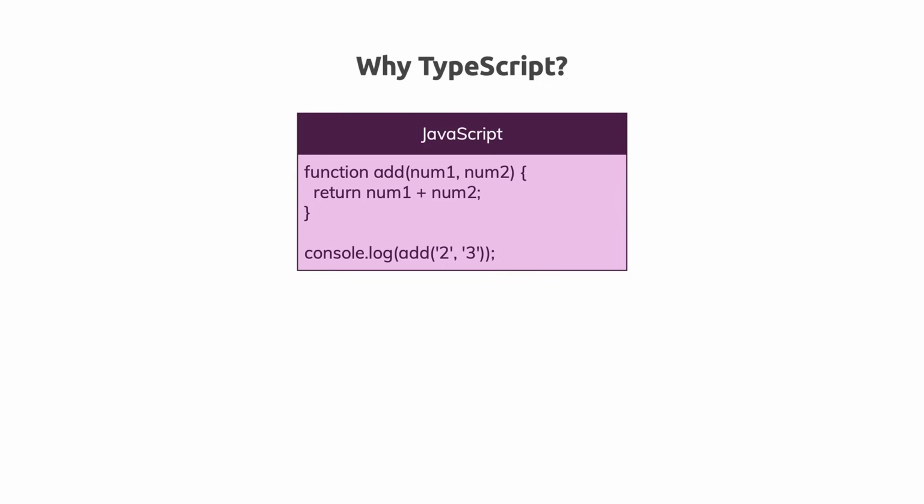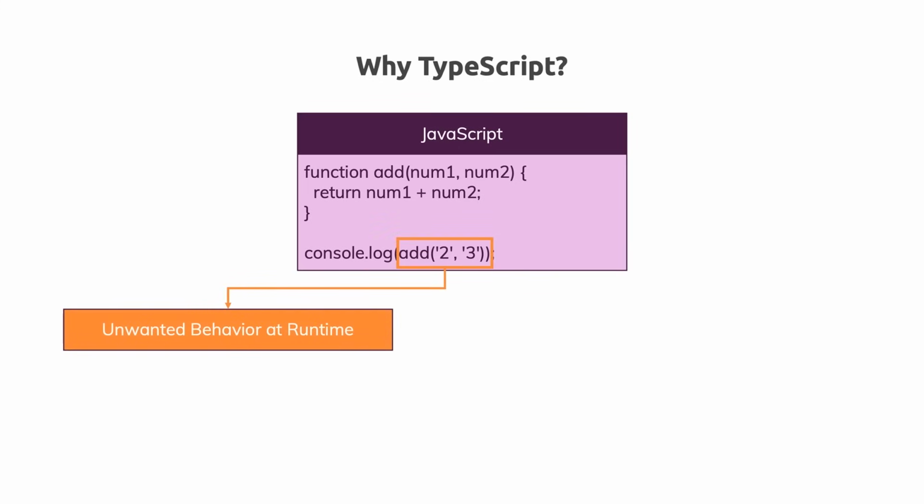So we're calling this function with two strings, and as a result, what you would actually get here is probably an unwanted behavior, because if you add two strings, JavaScript will concatenate the strings instead of doing a mathematical calculation here. So the result would not be 5, but 23, a concatenated string of the two numbers.